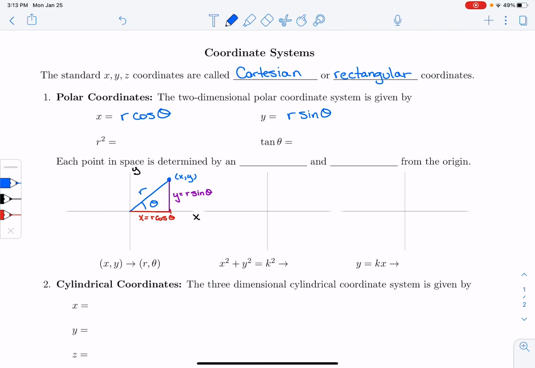Now let's say we want to go in the reverse direction. How do we find r? Well, we know, given the Pythagorean theorem, that r squared is actually equal to x squared plus y squared. That's the distance from the origin, squared. So if we want to find r, we can just take square roots. And then using trigonometry, the tangent of theta should be y over x. And so we can find theta as being the arctangent of y over x.